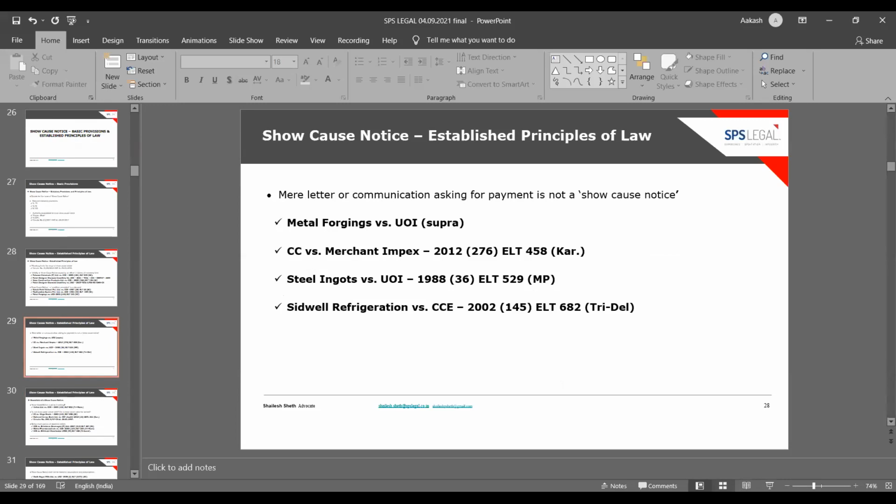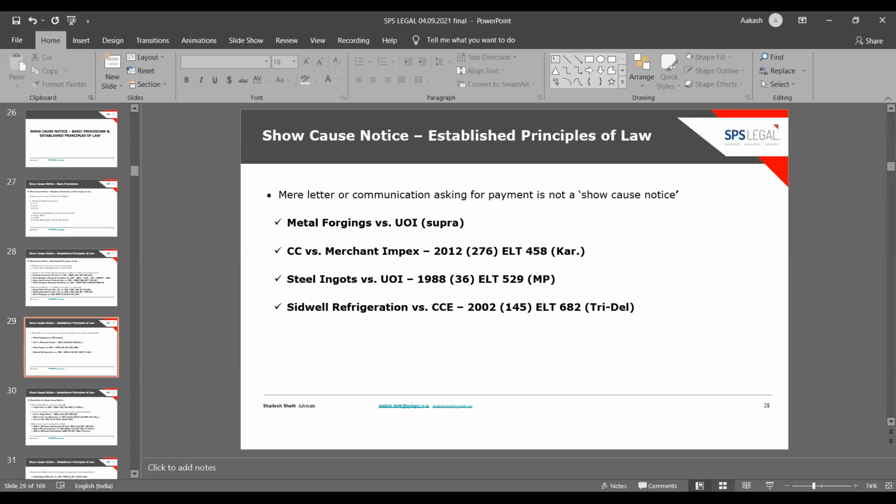It is a right of the SSE to ask for the proper show-cause notice, even though he may actually accept the objection. Whether he wants to go ahead with the litigation or not is a different matter. But there is no authority which can really enforce a demand during investigation. Similarly, in the same breath, a mere letter or communication asking for the payment is not a show-cause notice.